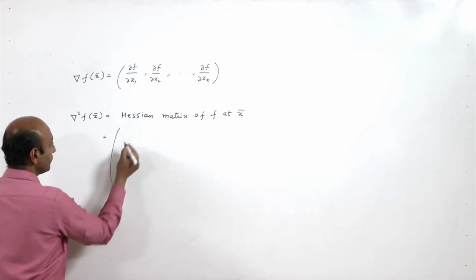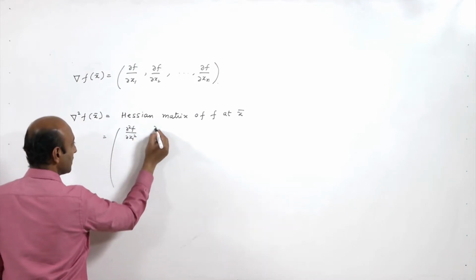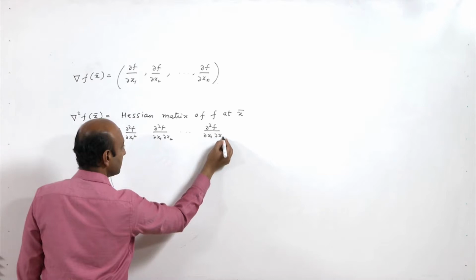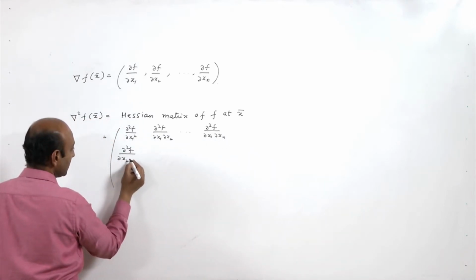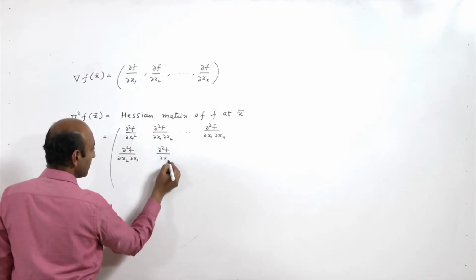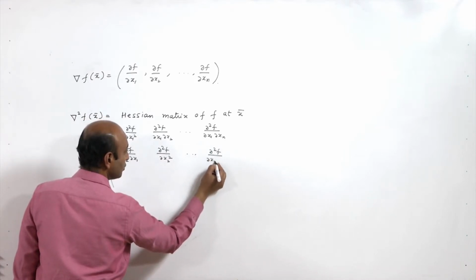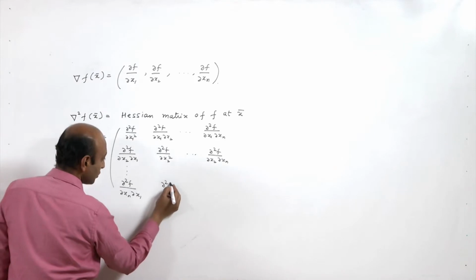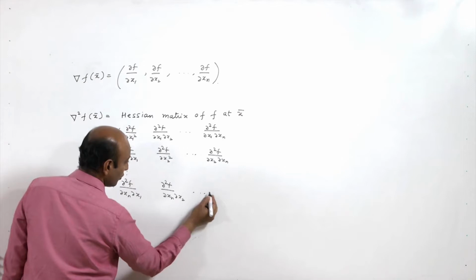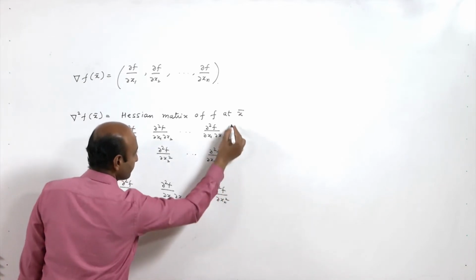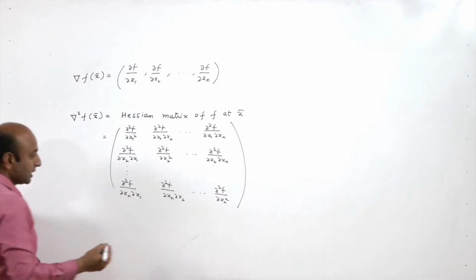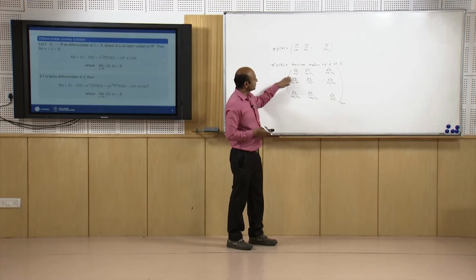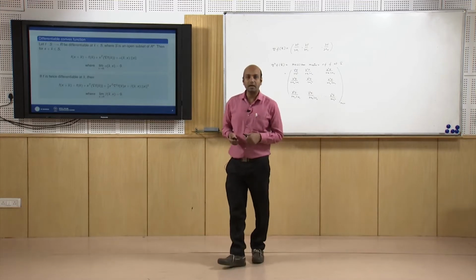And what is it? It is nothing but del square f upon del x1 square, del square f upon del x1 del x2 and so on, del square f upon del x1 del xn, then del square f upon del x2 del x1, del square f upon del x2 square and so on, del square f upon del x2 del xn, and it is del square f upon del xn del x1, del square f upon del xn del x2 and so on, del square f upon del xn square. So, this is how we can define an n cross n symmetric matrix, which we call the Hessian matrix of f at x bar. Okay. This is gradient square of f at x bar.